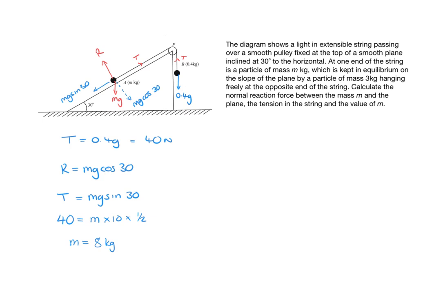Now I can just substitute this into my R equals mg cos 30 and get my value of R. So R is equal to 8 times 10 times cos 30, which is root 3 over 2. So this gives me a value of R of 69.28 newtons. So we found our three things asked for in the question. We've got our normal reaction force, that's our R, we've got our tension, and we've got the mass of particle A.